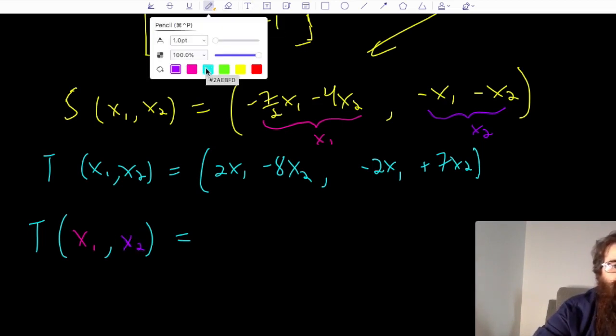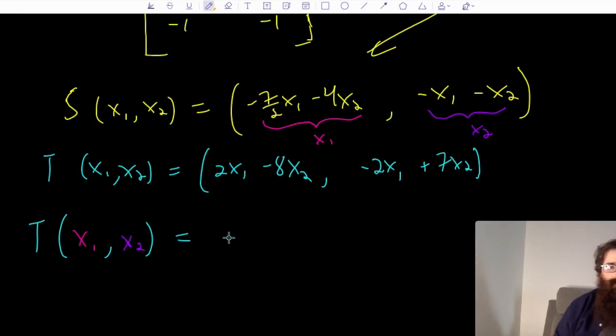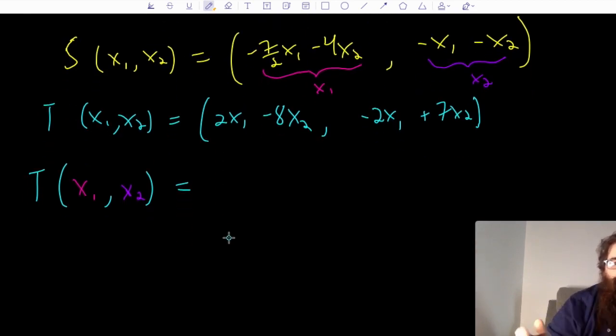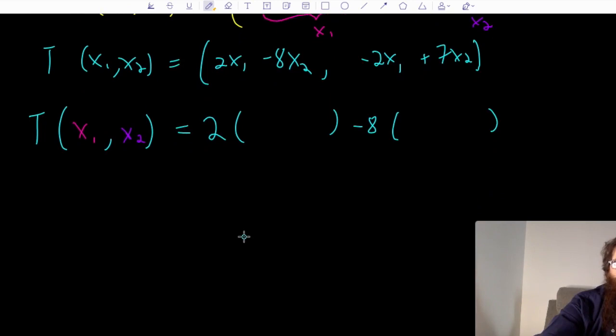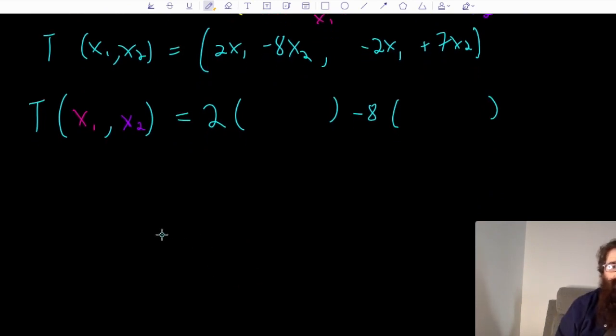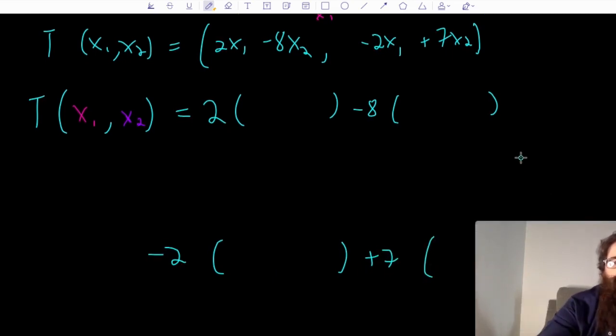I want to show what this is going to look like. So this is going to be a bit of plugging in, but I want 2 times x1, I'll leave some space for that, minus 8 times x2. And then I'm going to need more space, of course, so let me get a little more space, and then -2 x1 plus 7 x2.